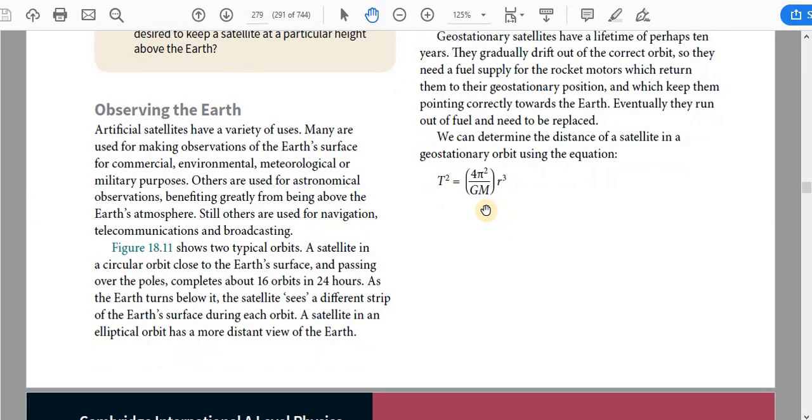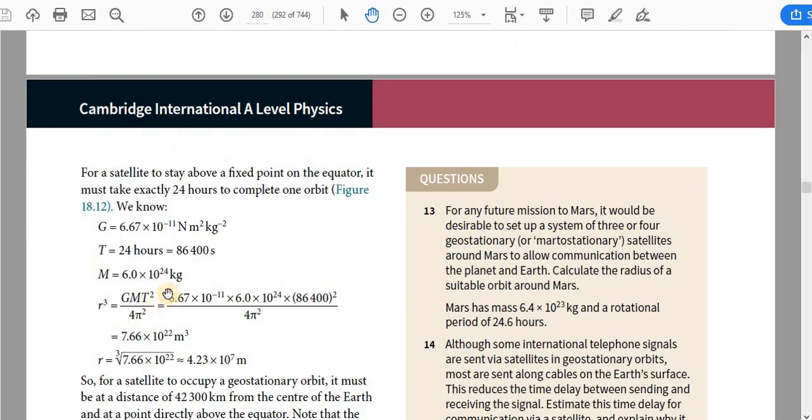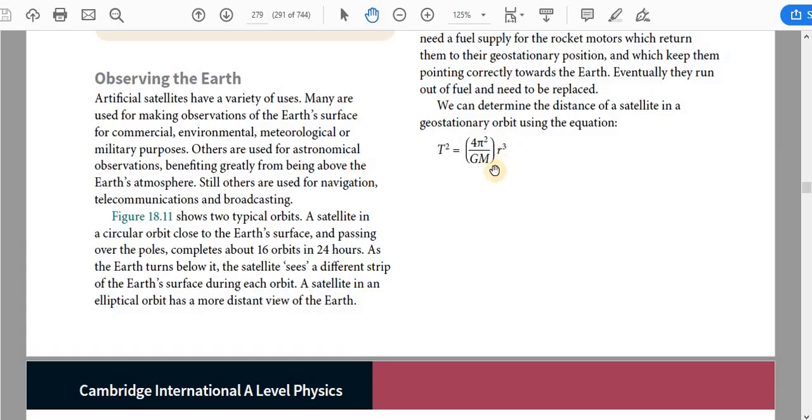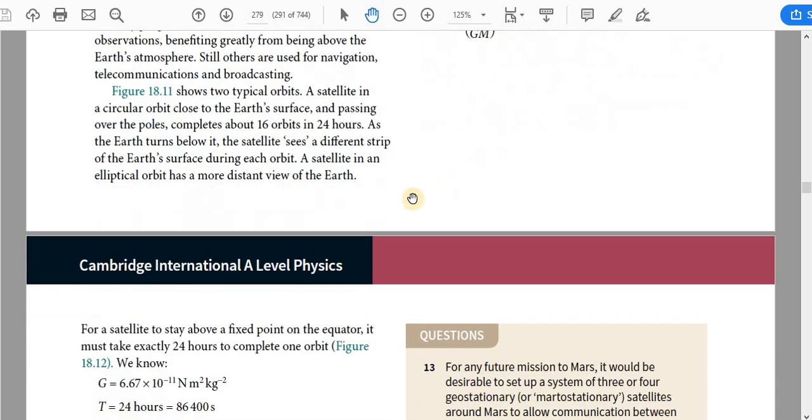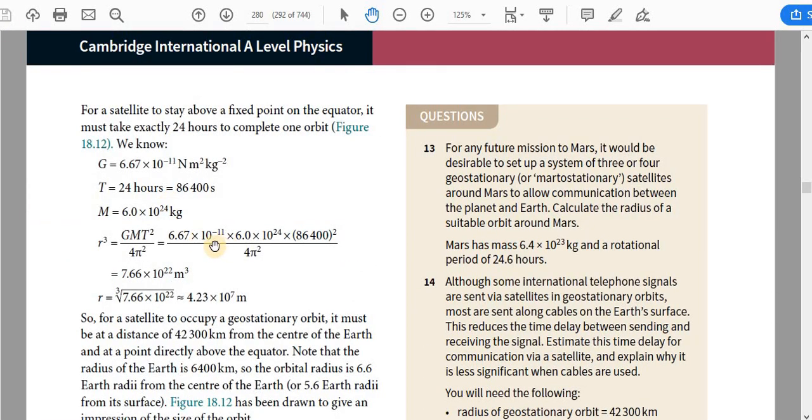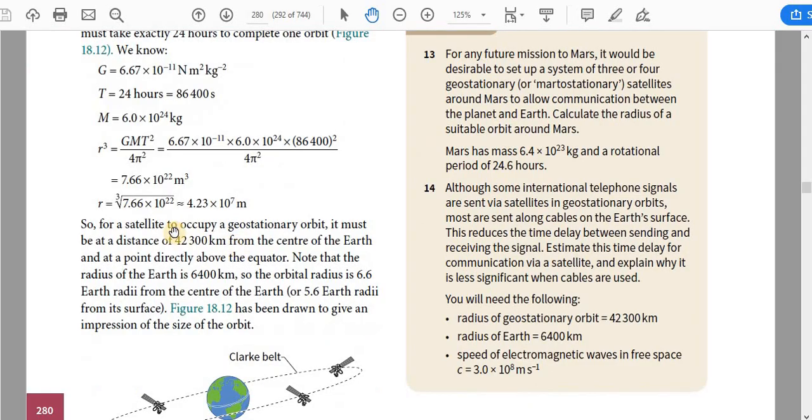We can make r the subject of the equation, like what they have done here. r cubed is T squared GM over 4 pi squared. Substitute the values into the equation. G, M the mass of the Earth. The period you have to convert to seconds. Here it's given in hours, 24, so this is in seconds. Then you get the distance, 4.23 times 10 to the power of 7.